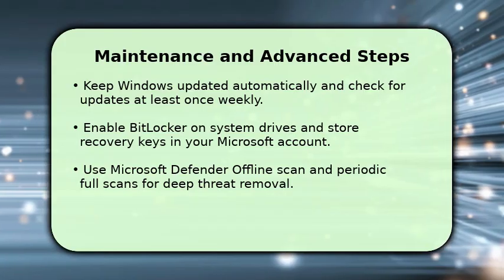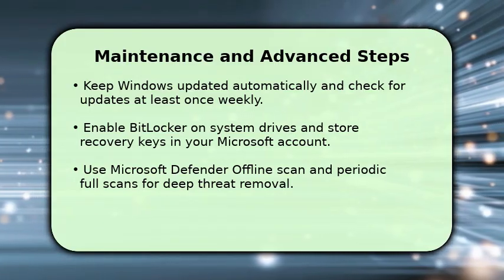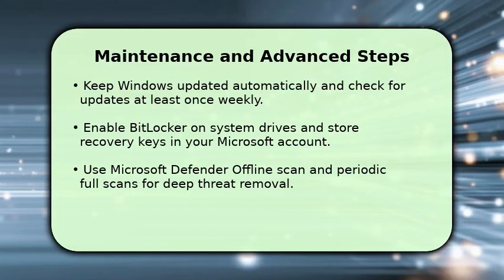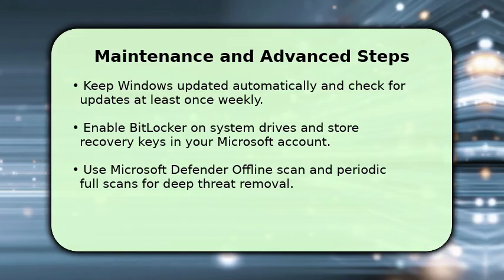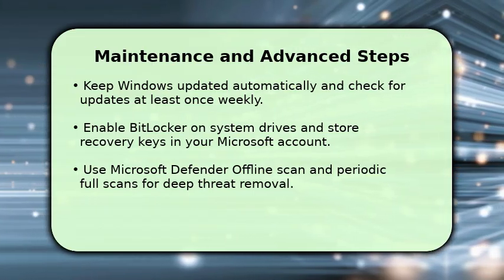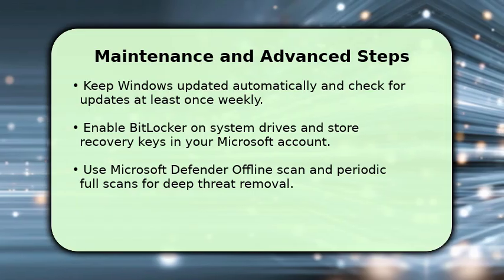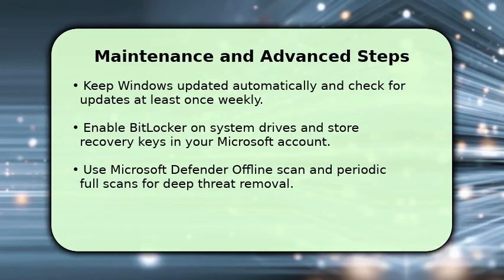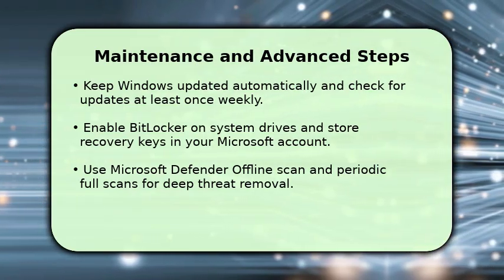Open Settings, Update and Security, and click Windows Update to verify installation status. Enable BitLocker on system drives and store recovery keys in your Microsoft account for recovery. Configure device security features like Secure Boot and TPM management under Device Security.